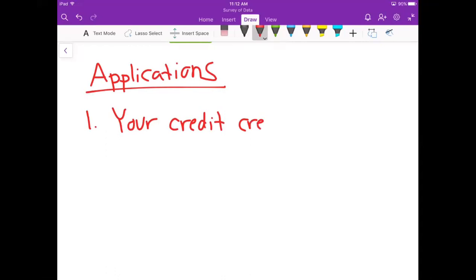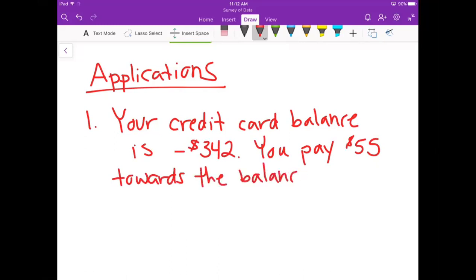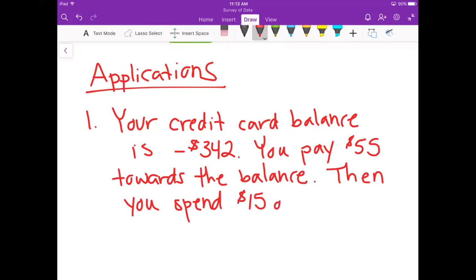So let's say your credit card balance is negative $342. So you owe $342 to your credit card. You pay $55 towards the balance. But then you spend $15 on school supplies.